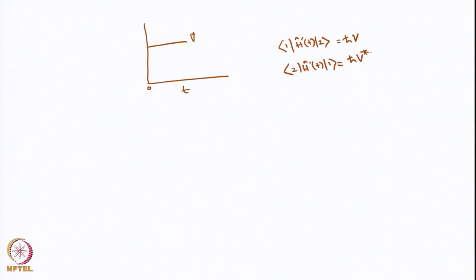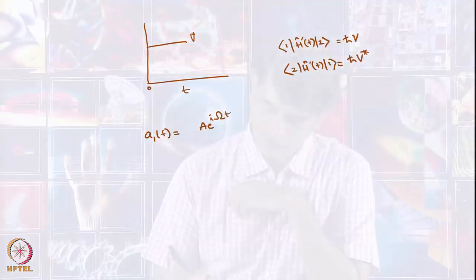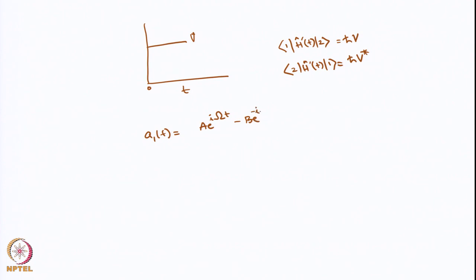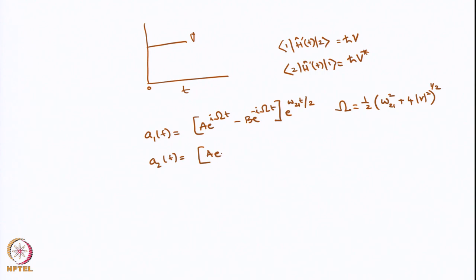Using these conditions and doing a little more math, we converted the equations into second order derivatives and finally came up with a solution, that is A1 of t equals (A e to the power of i omega t minus B e to the power of minus i omega t) into e to the power of omega 21 t by 2, where omega is given as half of (omega 21 square plus 4 times modulus of V square) to the power of half, and A2 of t is equal to (A e to the power of i omega t plus B e to the power of minus i omega t) e to the power of omega 21 t by 2.